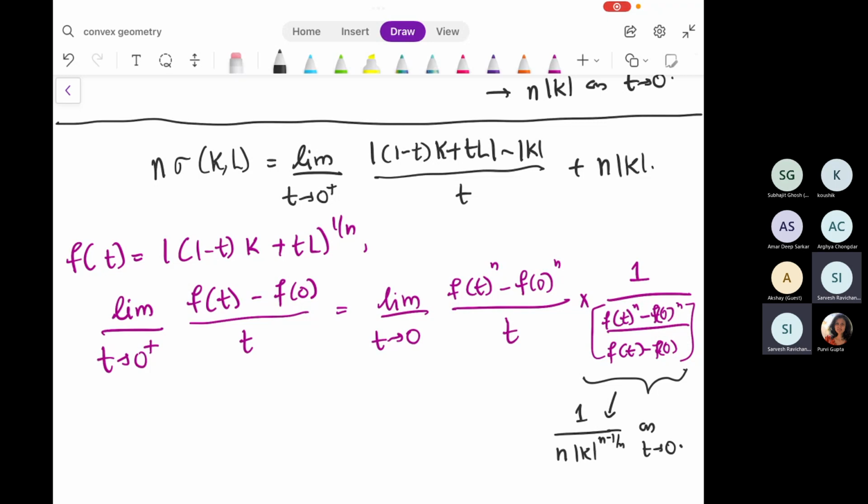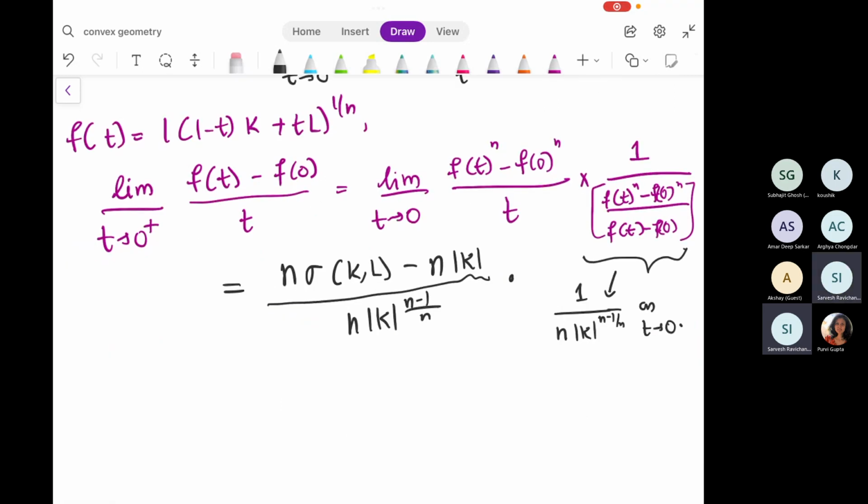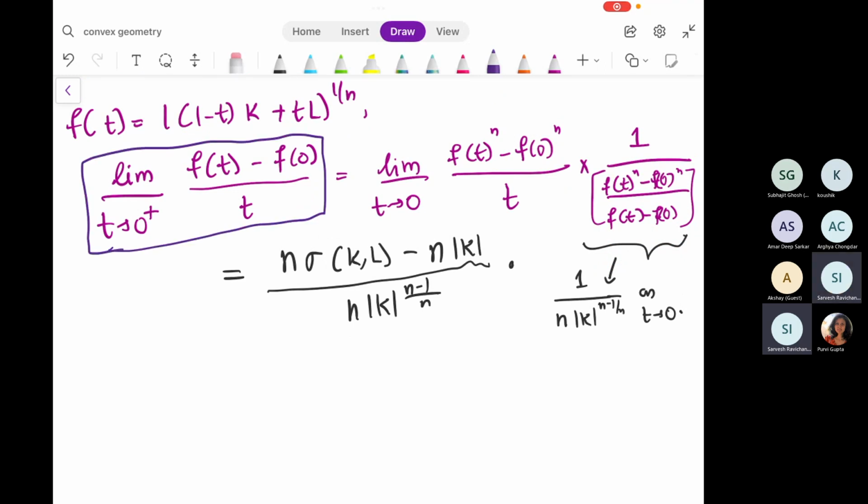So this lim_inf that we have written on the left side is actually equal to the following quantity. It's equal to n sigma of k comma l minus n volume of k divided by n volume of k to the n minus 1 by n. And what do we know about this left-hand quantity by the Brunn-Minkowski inequality? This quantity, lim inf of f t minus f 0 by t, this is definitely less than or equal to f of 1 minus f of 0, because that's just how concave functions work.